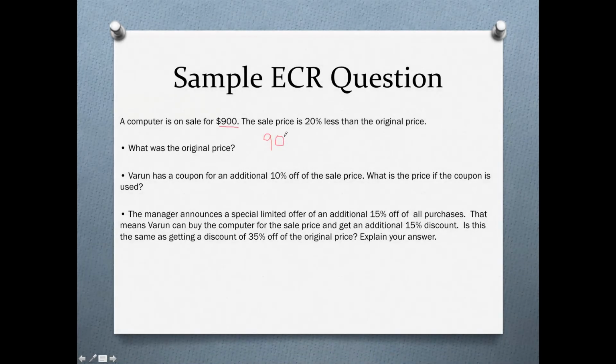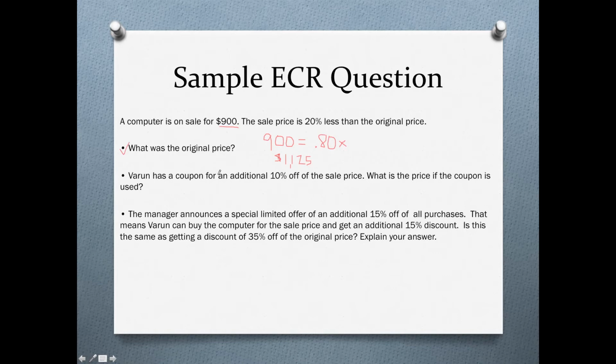So I'm just going to write that as an equation. 900 equals 80%. And when I work with percents in algebra, I always want to change them to decimals because it just makes it easier. 0.80 of the original price, which I'm just going to write as X. So now it's a simple one-step equation. I divide both sides by 0.80, and I'm left with an answer of $1,125. So step one is done.